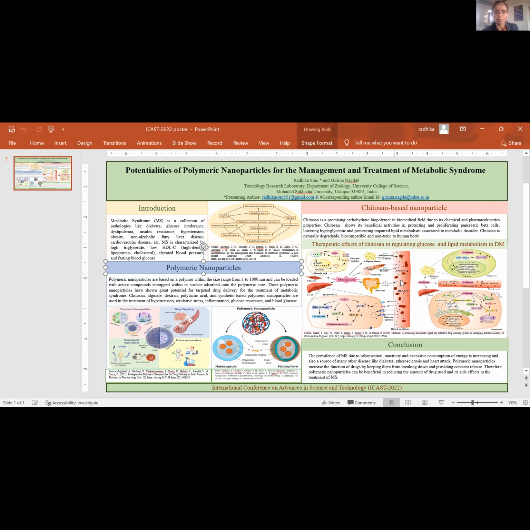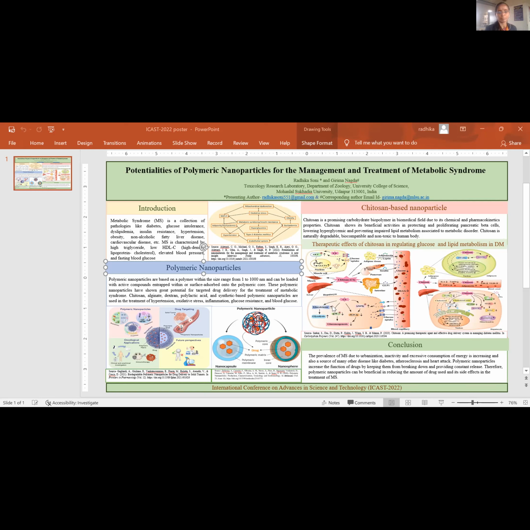Firstly, chitosan increases adiponectin and leptin stimulation, and in the pancreas it increases insulin secretion. In the intestine it increases GLP-1 secretion, which helps glucose homeostasis. In muscle cells it increases GLUT4 expression and translocates these GLUT4 receptors to the plasma membrane.